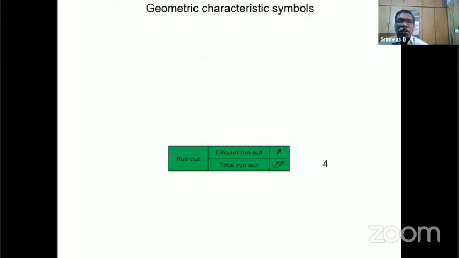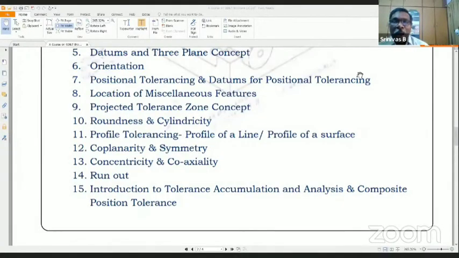And now, runouts are furthermore higher order. Why? These control, apart from orientation, coaxiality and location, form tolerances also. What forms? Circularity, roundness, cylindricity. And the top group is the most powerful group. Amongst the 5, this is the most powerful. How? It is controlling form, orientation, location, and importantly, the size as well.